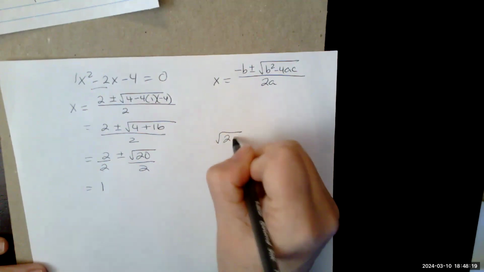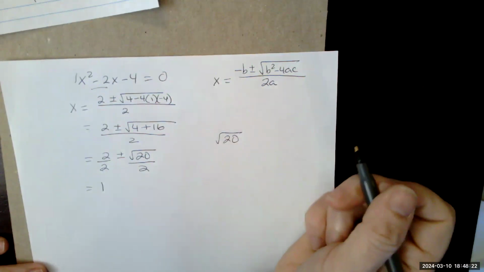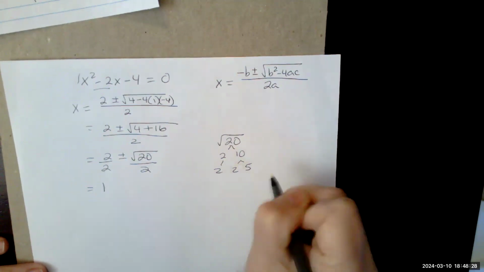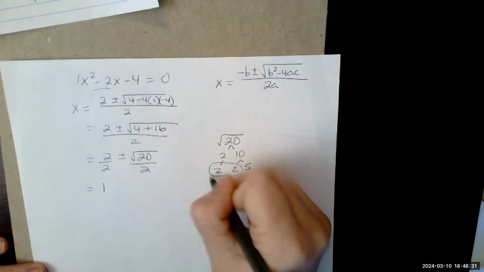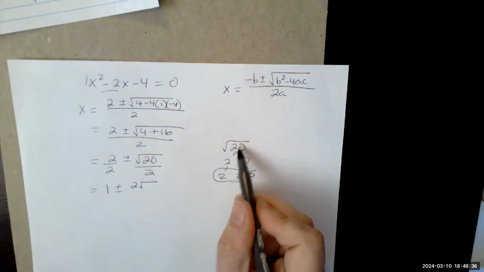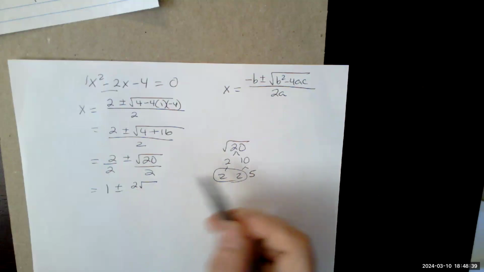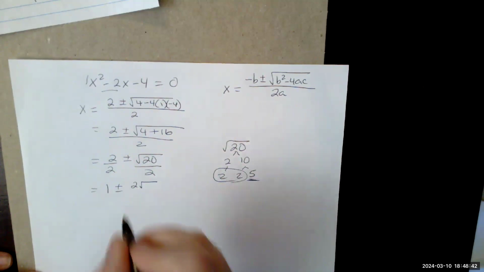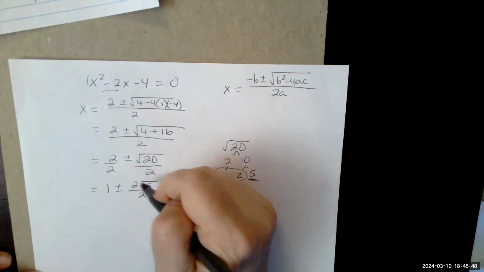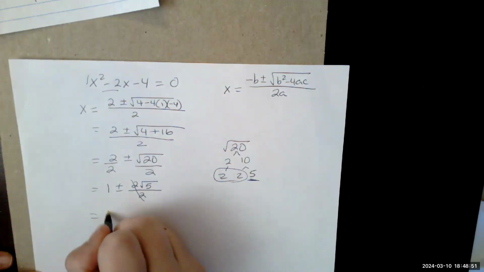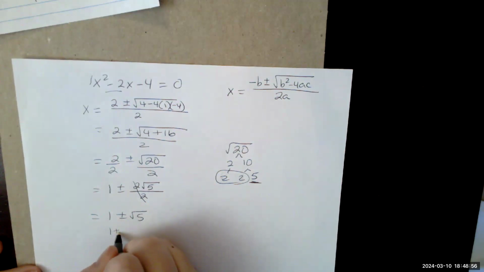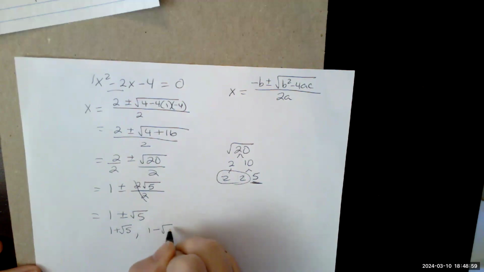But I can try to reduce the 20 by seeing if I can bring numbers out. So 20 is 2 times 10, which is 2, 2, and 5. So since there are two 2's, I can bring one of those out, right? And if there's two numbers inside the square root, they come out as one number. And then this 5, since it does not have a pair, has to stay inside. But now that I brought that 2 out, I can reduce. So I get 1 plus square root of 5, or 1 minus square root of 5.